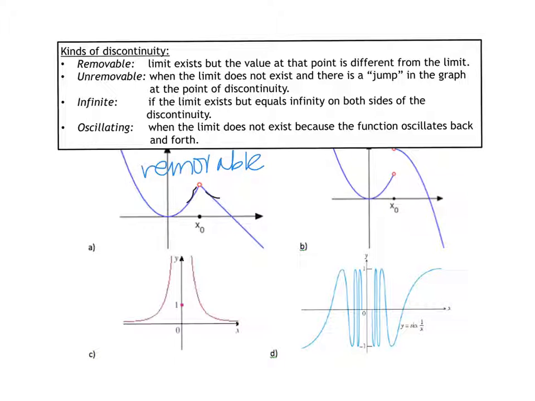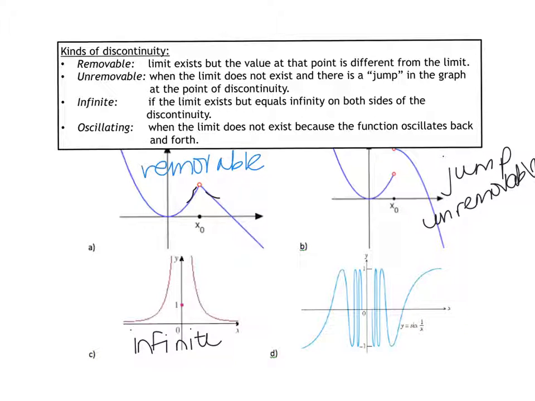The second one, unremovable. Sometimes unremovable is just called jump. In fact, more often it's just called jump, but it means unremovable as well. If you called it jump, that would be fine. It's when you can't just remove it. There's not just a hole missing. You'd have to jump from one place to another on the graph. Then infinite is obviously when one or both sides go to infinity.